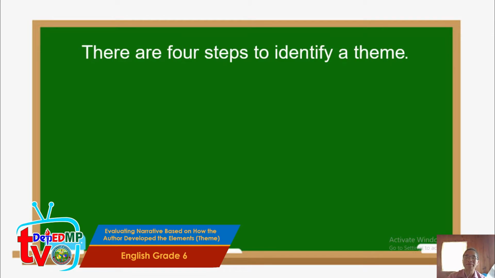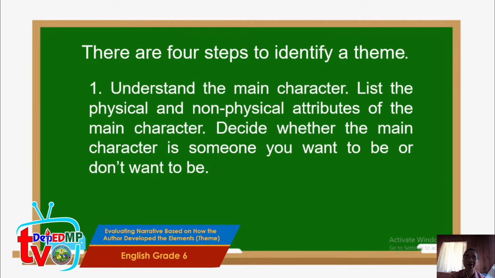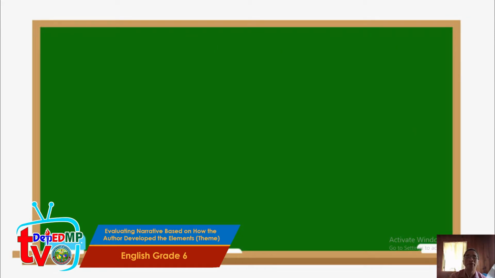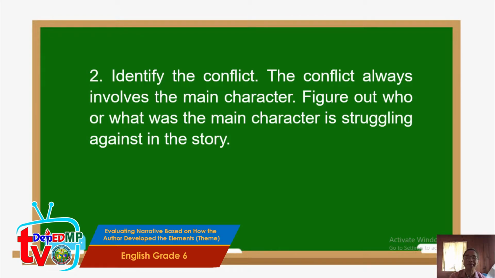There are 4 steps to identify a theme. Number 1, understand the main character. List the physical and non-physical attributes of the main character. Decide whether the main character is someone you want to be or don't want to be. Number 2, identify the conflict. The conflict always involves the main character.